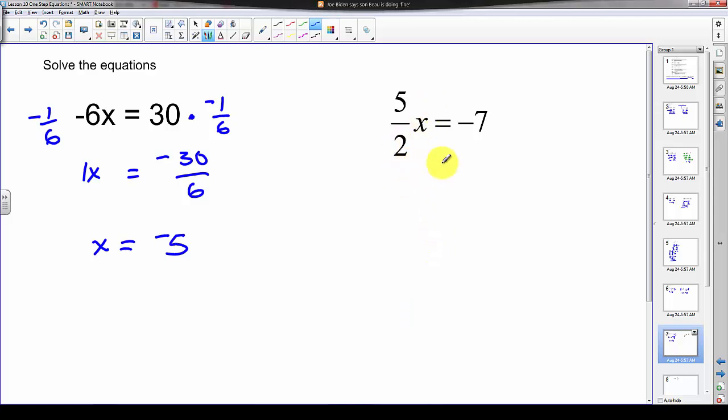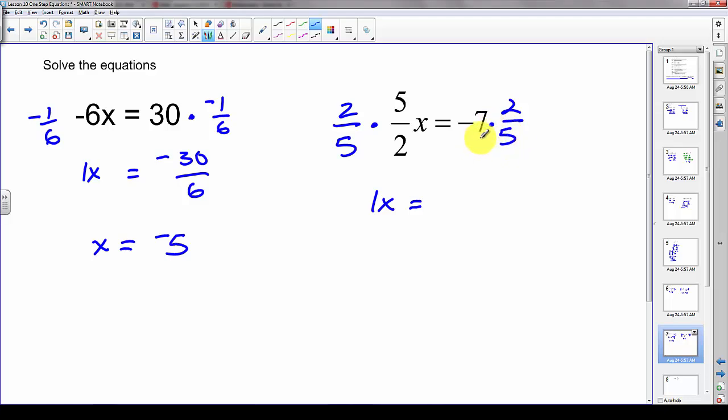In this case, I want to get x by itself. I'm going to multiply by the reciprocal, so I get 1x. So 2 over 5 times 5 over 2 gets me a 1x, and I have to do to the other side the exact same, and I'll put that negative 7 over 1. So when multiplying fractions, we multiply the numerators together, giving me a negative 14 over 5.